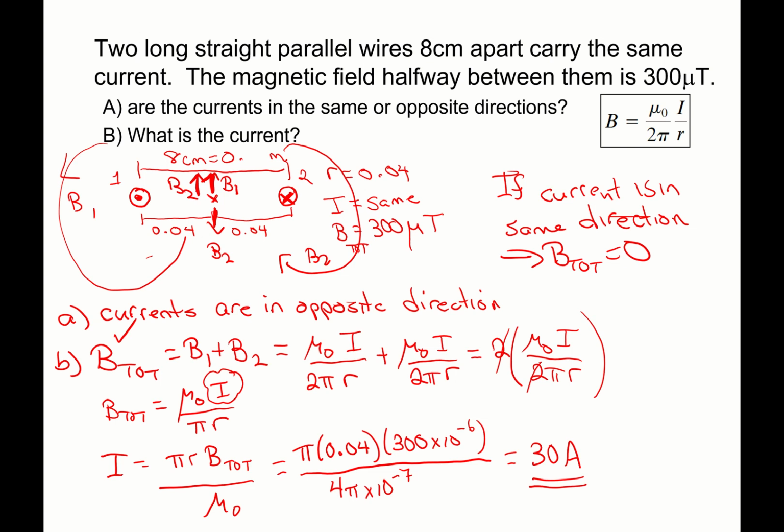Okay, so in general, if you've got two wires that are running parallel to each other, if the currents are in the same direction, the field in between them will be subtracting. If the currents are in the opposite direction, the fields between them will add together.